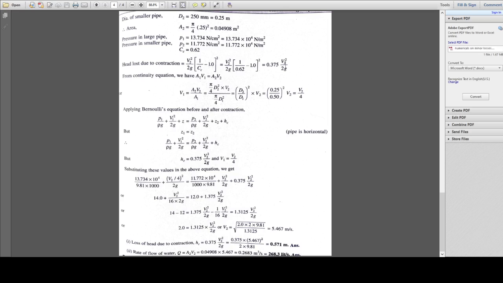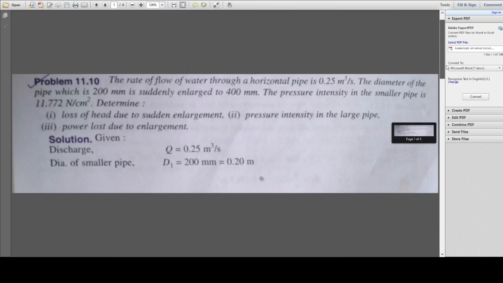This is what we have learned in this video, how to solve these three problems.